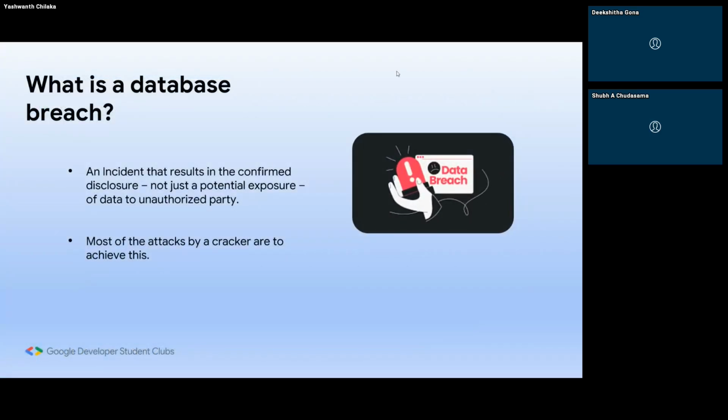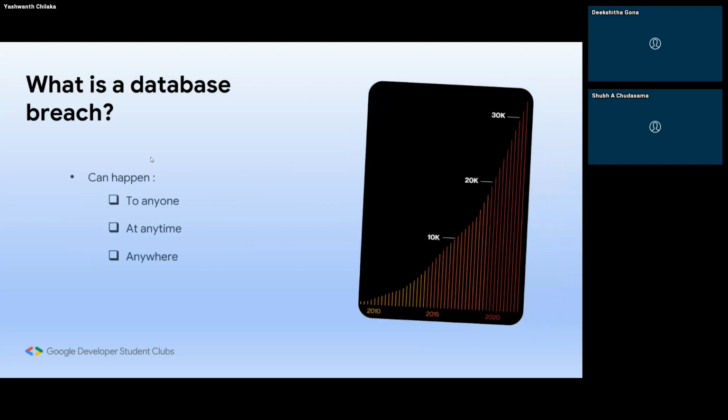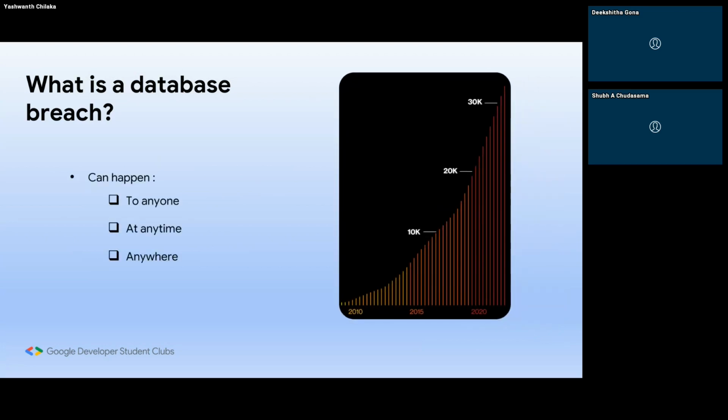So, what is a database breach? It's just an incident that results in the confirmed disclosure, not just a potential exposure, of data to an unauthorized party. This is the main goal of all the crackers who attack your systems and your identities. A database breach, or a data breach in general, can happen to anyone, from individuals to organizations.